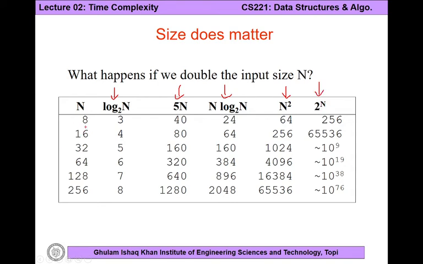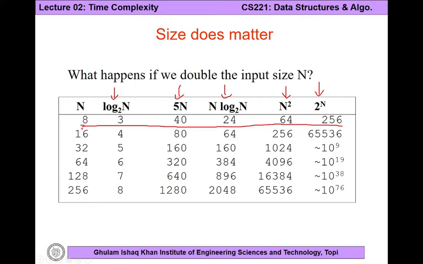Now, if the input size is 8, log n is going to consume only 3 steps, 3 units of time, right? But 5n is going to consume 40 units of time. Now, there is a hell of a difference between 3 and 40, like 37 units of time. Then n log n consumes 24 units of time, n square consumes 64, and for the same input size, this exponential complexity algorithm 2 raised to power n consumes 256 units of time, right?